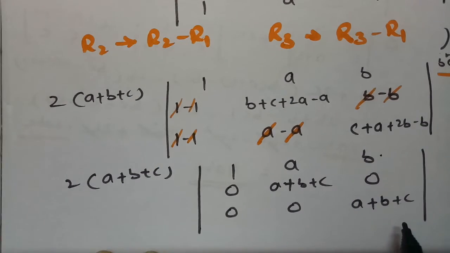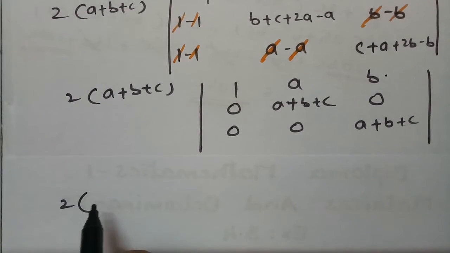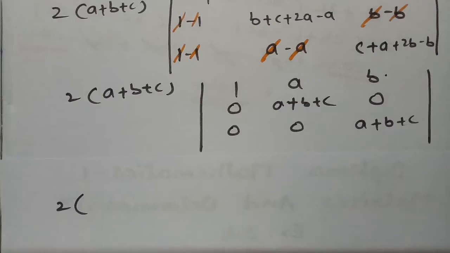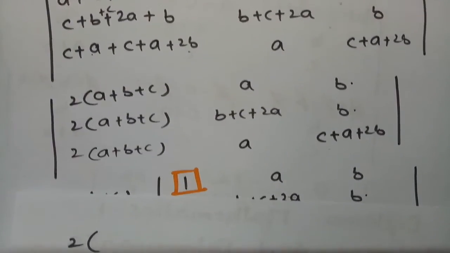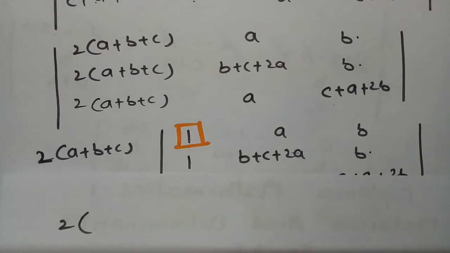2B minus B is B. So from row 2 and row 3, I can take A plus B plus C as common factor. So here, this is 2 times of, so I did a mistake here. So from this column 1 I have taken, so this is only square or cube.